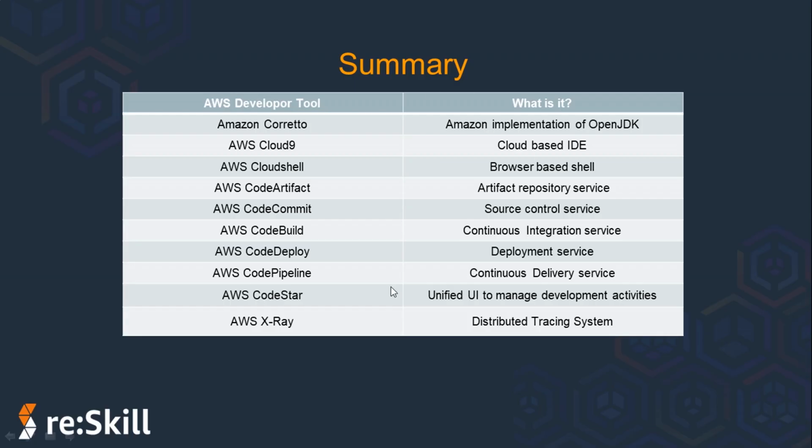And to summarize, Corretto is for implementation of OpenJDK, basically for better management of Java applications. Cloud9 is a cloud-based IDE. CloudShell, a browser-based shell where you can run CLI. CodeArtifact, artifact repository service. Then CodeCommit, source control service. CodeBuild is a continuous integration service which will run the tests. CodeDeploy, a deployment service. Then CodePipeline, continuous delivery service which orchestrates multiple stages of your CI/CD. And then CodeStar, which is a unified interface to manage development activities. And then X-Ray for distributed tracing, okay, for troubleshooting, debugging and tracing.